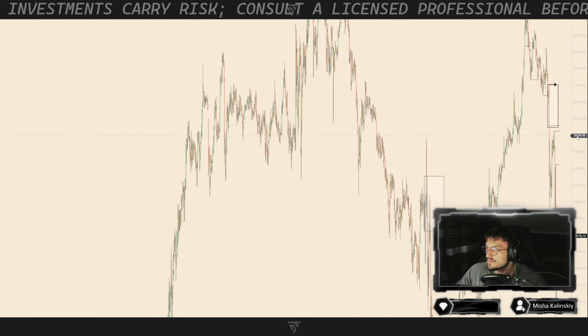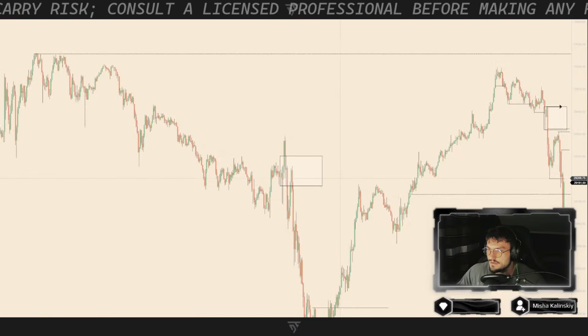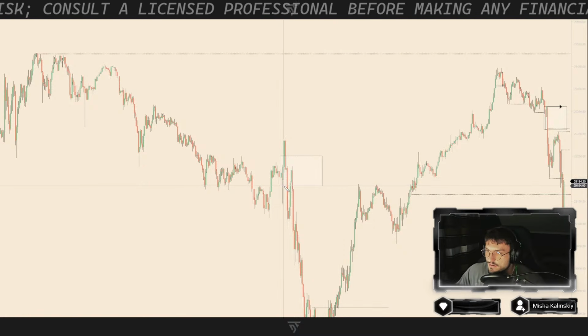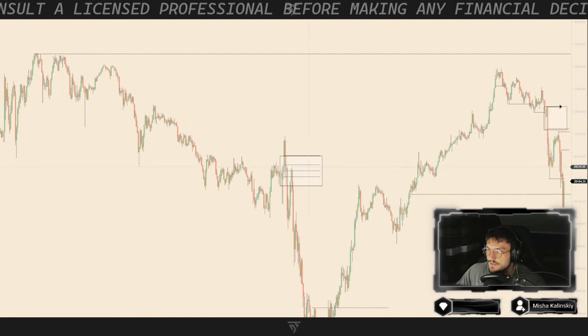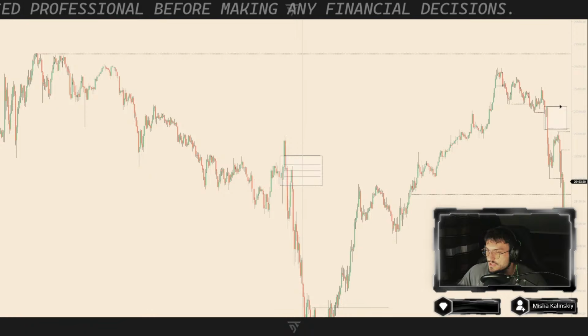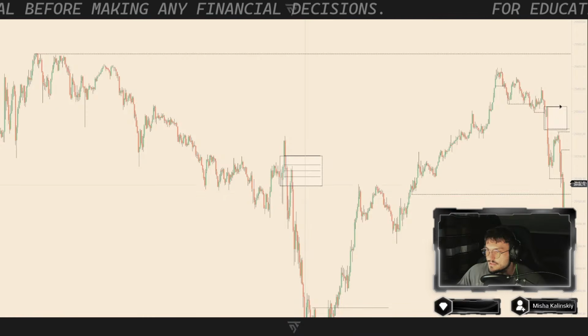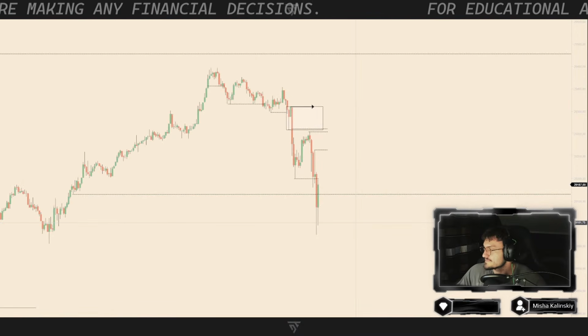Oh yeah, Ayub, if you don't want to, this was the short. This white box here, this was the SNDR. The 5 minute closed below, and I was confident in going lower. I had targets below, which we did end up tapping, and I took a short, and it delivered perfectly.